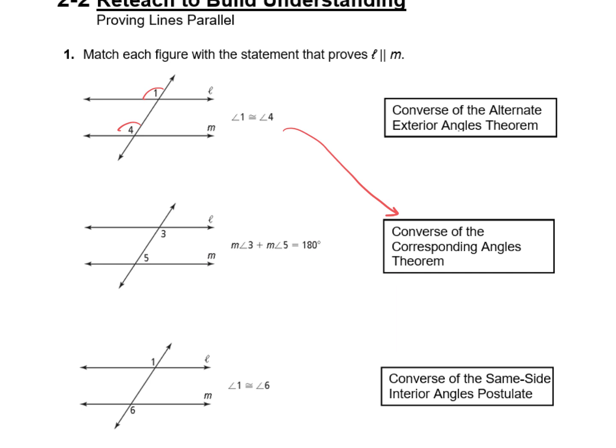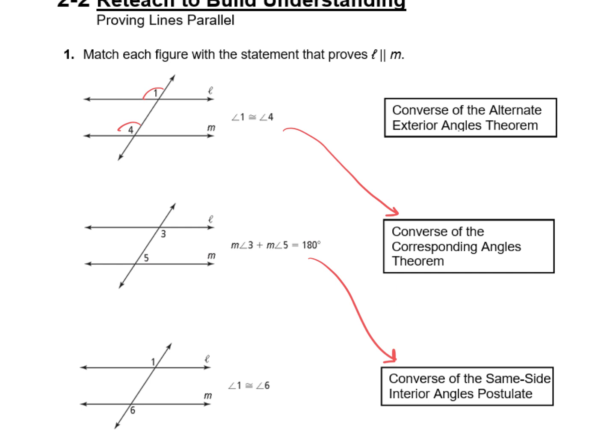So that one's going to match up with that. Our next example, we have angles 3 and 5. These are interior angles, and they're on the same side of our transversal. So if your same side interior angles are supplementary, that means that you have parallel lines. That's the converse of the same side interior angles postulate.